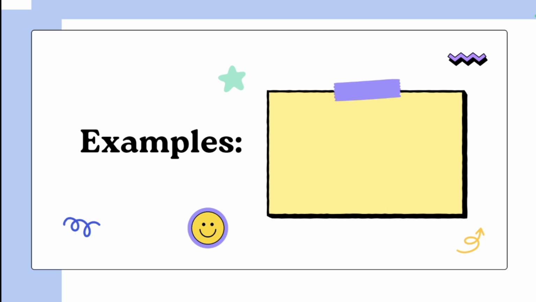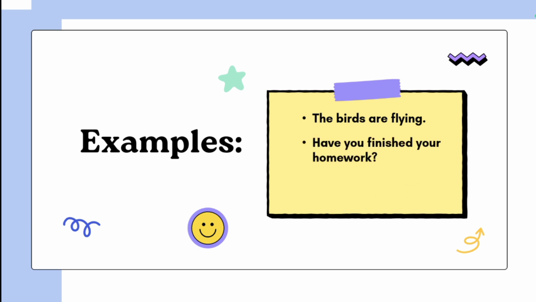Now, let's look at some examples of sentences. The birds are flying. Here, the sentence makes complete sense. It begins with a capital T and ends with a full stop. Have you finished your homework? Here again, the group of words makes sense. It begins with a capital H and ends with a question mark. What a beautiful day! This again is a sentence. Since it is meaningful, it begins with a capital W and ends with an exclamation mark.